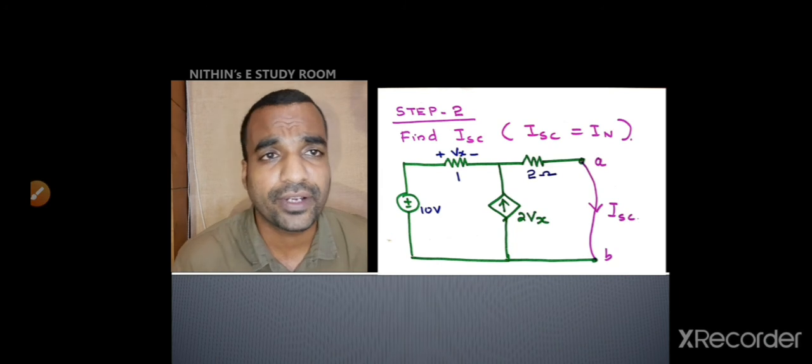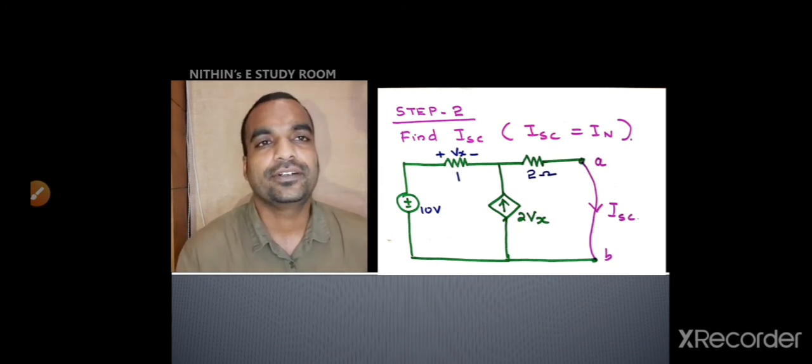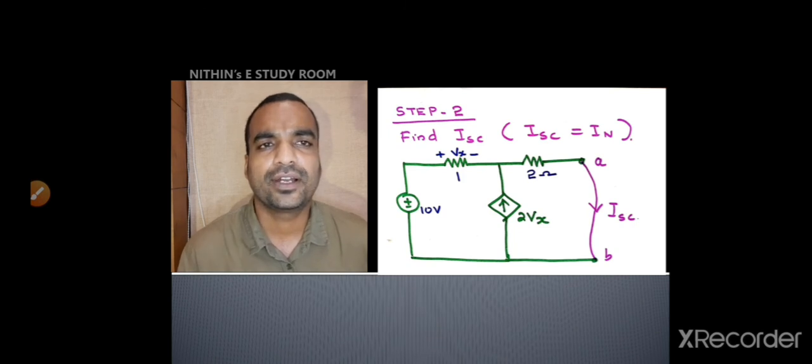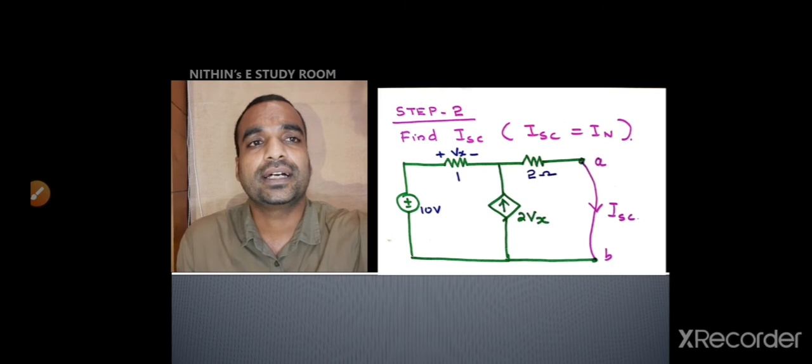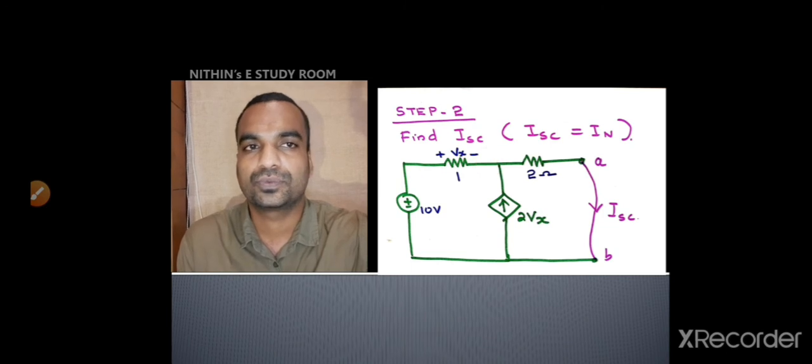Now it is time for finding Isc in step 2. As we need to find Isc, we have to simply check the current only, because this is the Isc, the short circuit current. From this point it is Isc. And this current 2Vx is coming towards this direction, and as it is plus here, normally a current will be coming from this direction also.